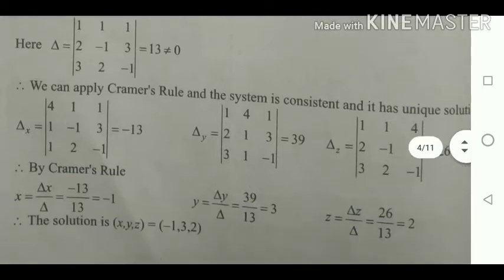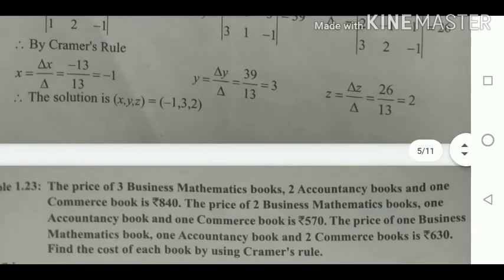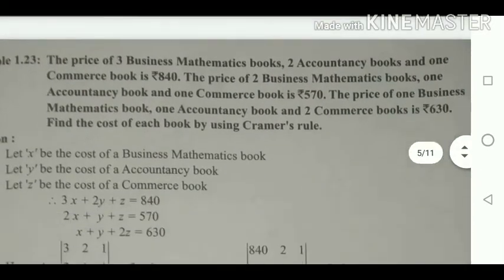So after finding delta x, delta y, delta z, apply Cramer's rule. x equal to delta x by delta, it gets minus 1, and y equal to delta y by delta, we are getting 3, and z equal to delta z by delta, the value is 2. The solution of x, y, z is minus 1, 3, 2. Now we are going to see the next problem, that is a word problem.